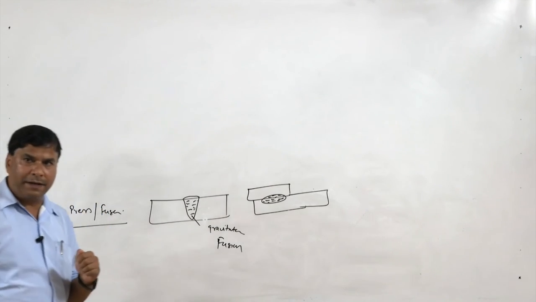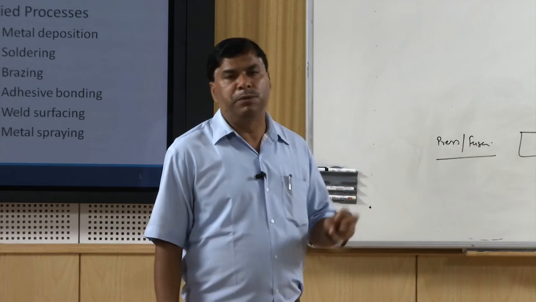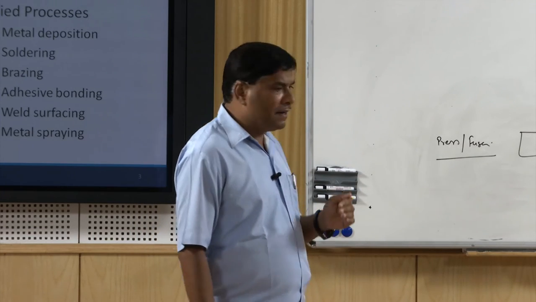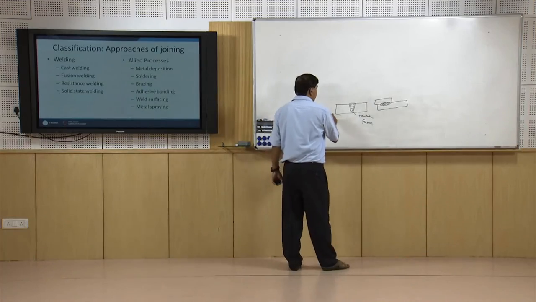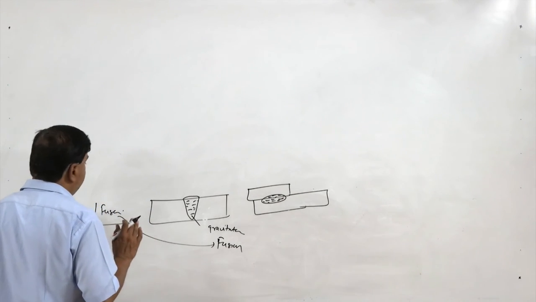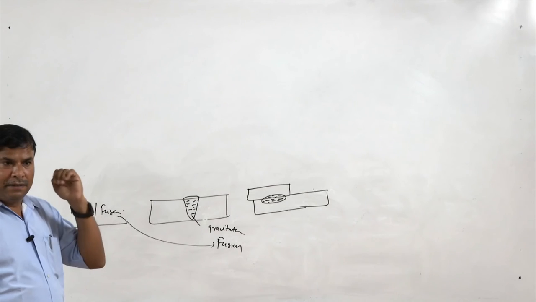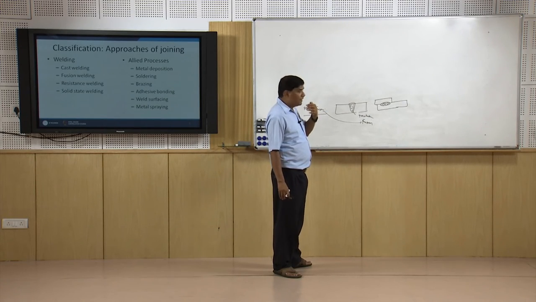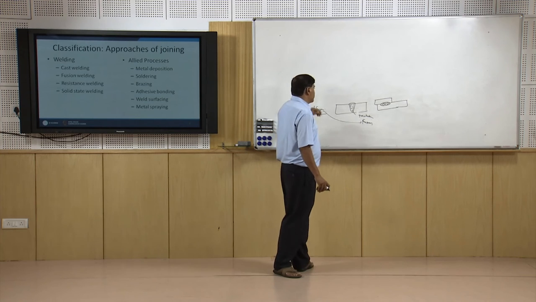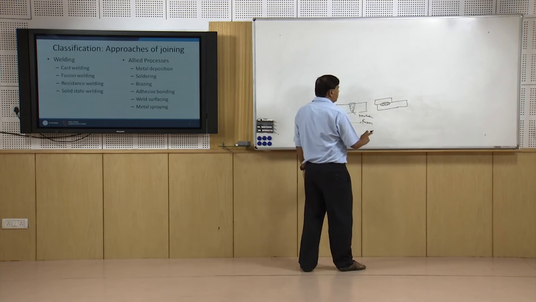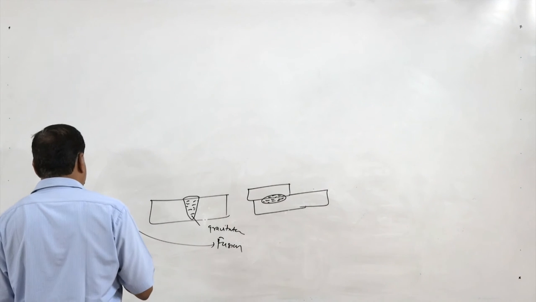So all those processes where molten metal is generated through the fusion of the faying surfaces, or the weld pool is produced through the fusion of the faying surfaces, and thereafter solidification takes place under normal gravity conditions, are categorized as fusion welding processes. And if heating is done just for softening purpose, or for deformation at the interface, or deformation in the form of bulk deformation, to have metallic continuity using pressure, or even if fusion is involved, if the solidification takes place in very confined conditions under pressure, then it is characterized as pressure welding.